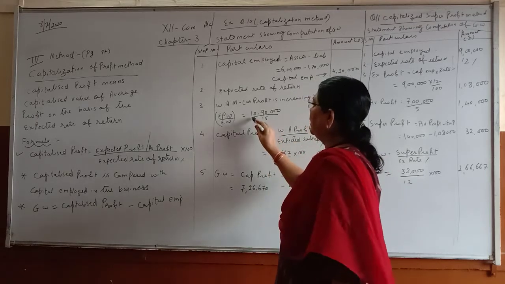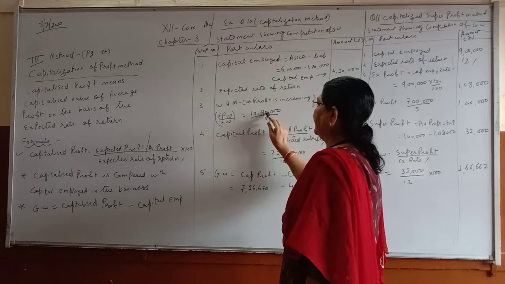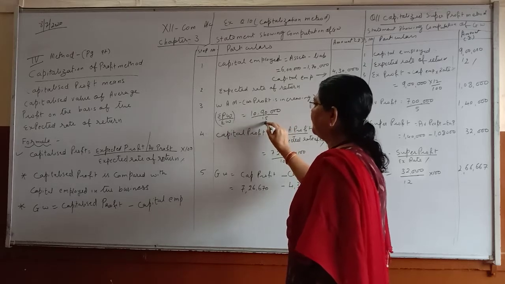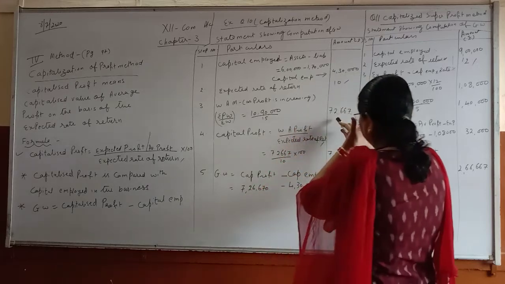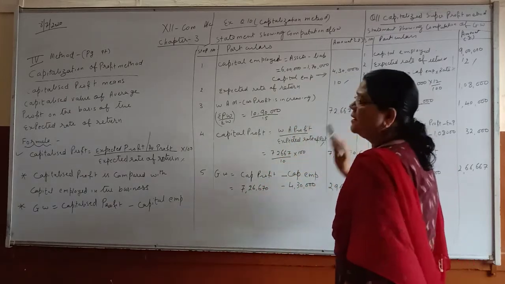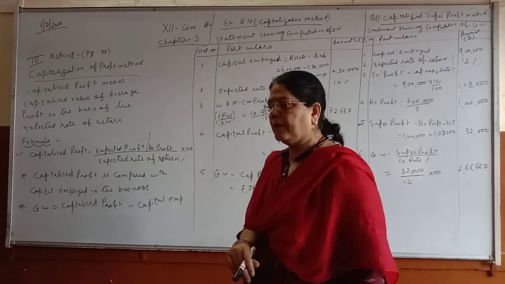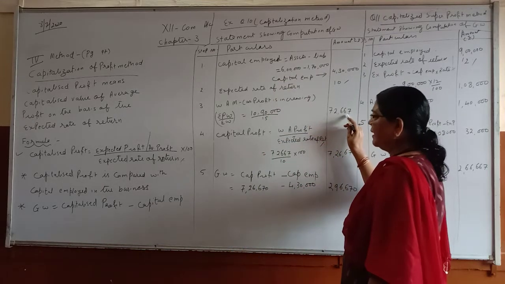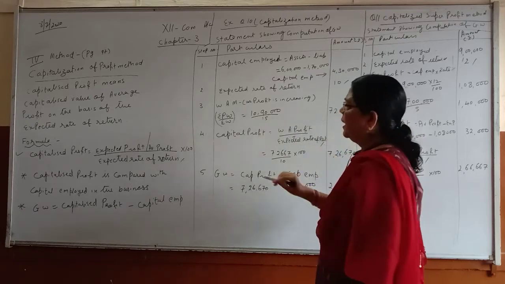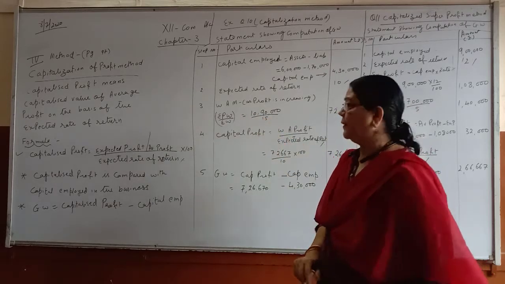So the total you will get is 10,90,000 divided by 50. The weight total is 50. You will get the answer 72,667. This much, 72,667 is your profit, is your weighted profit.